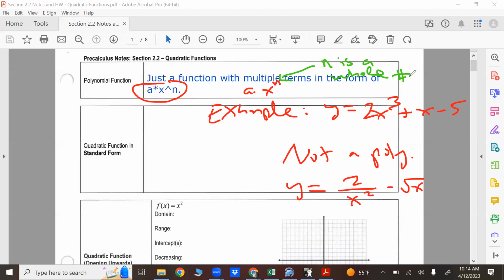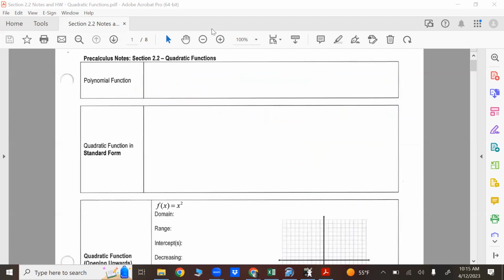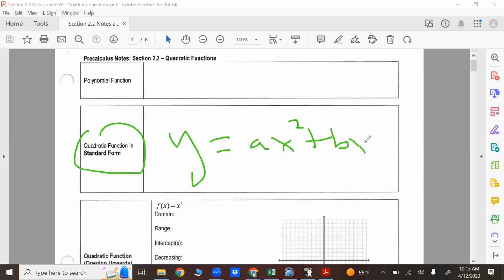But here, the exponents are 3, 1, and then there is an x here that's kind of invisible. Just raise it to the 0 power. That's a whole number also. So those are polynomial functions. We're going to talk about polynomials in more detail later. More specifically, we're going to talk about quadratic functions, and the standard form is ax squared plus bx plus c. You guys should know this, right? Pretty straightforward.